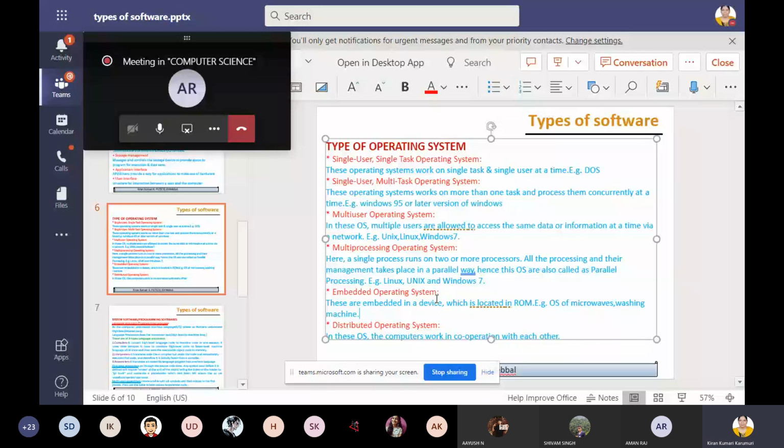So these are the embedded in a device. Okay, so which are in a read-only memory. OS, microwaves, washing machines, all these are the examples of that. Then distributed operating system. Distributed में क्या होता है? So they will be like, just like in multiprocessing only, but here distributed. Okay, the computer works in cooperation with each other. आगे समझ में? These are all the different types of operating system.